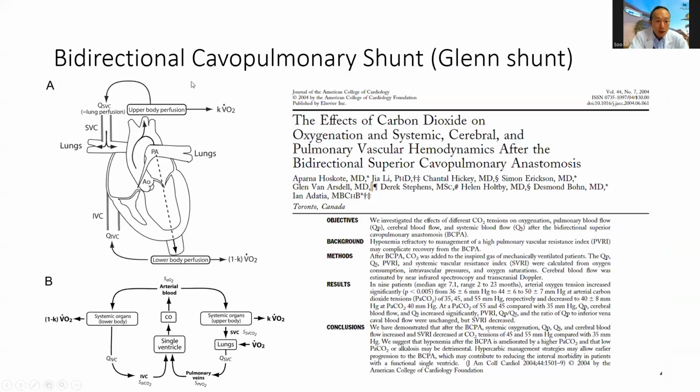So what about this Glenn shunt? For those unaware, Glenn shunt is also called bidirectional cavopulmonary shunt. This is a shunt whereby we connect the superior vena cava directly to the RPA. You see the picture of this drawing.